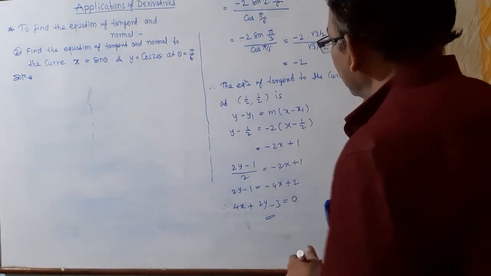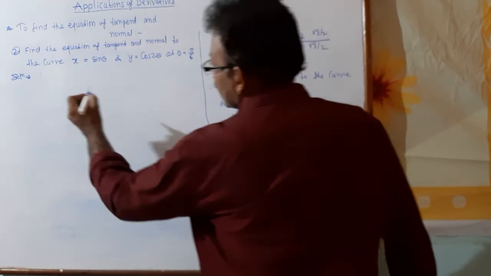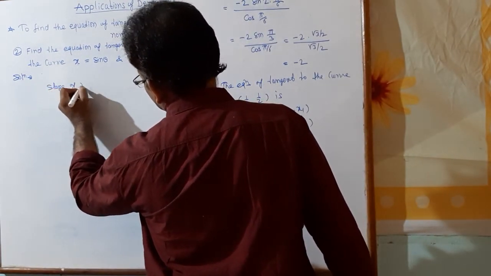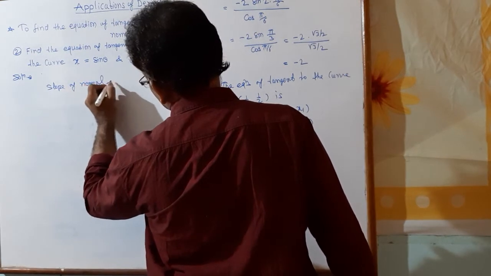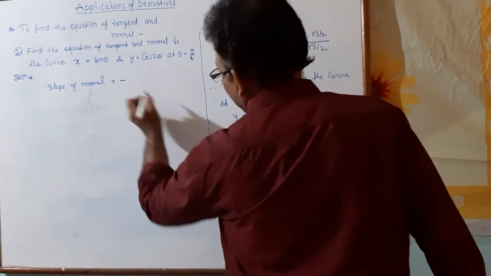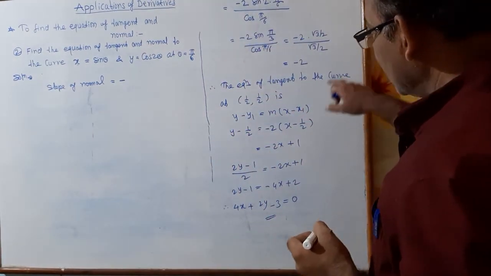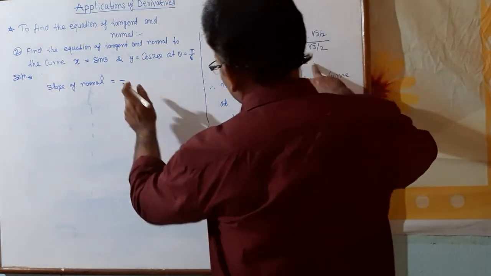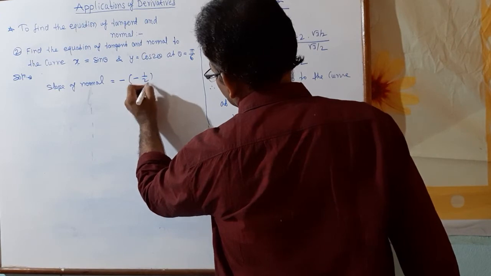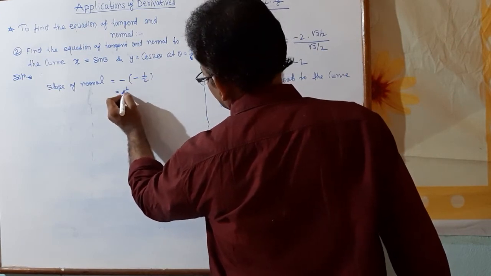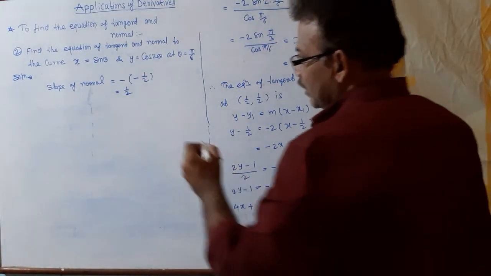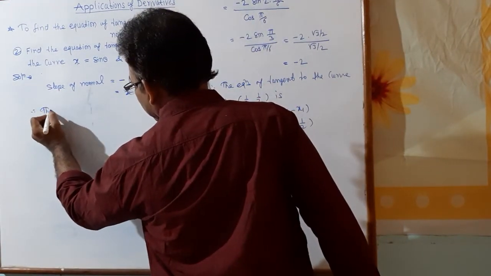Then we find the equation of normal. For that, first find the slope of normal, which is nothing but minus sign and a reciprocal of the slope of tangent. The slope of tangent is minus 2, minus sign taken, and reciprocal of this, that is minus 1 by 2. So what do you get here? Plus 1 by 2. Opposite sign and reciprocal.